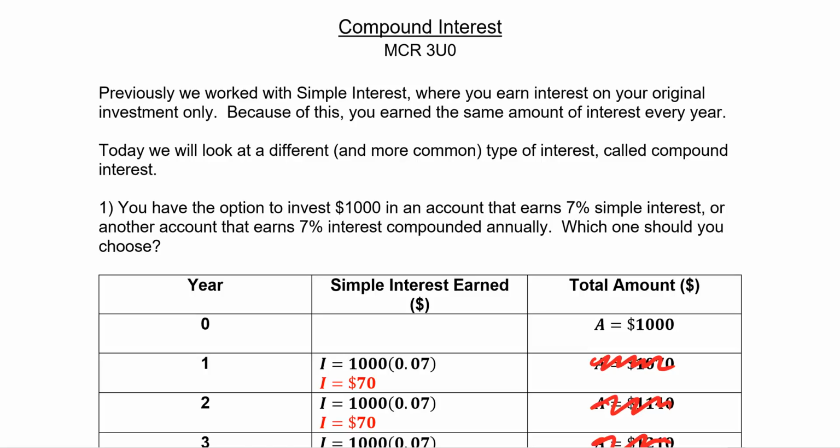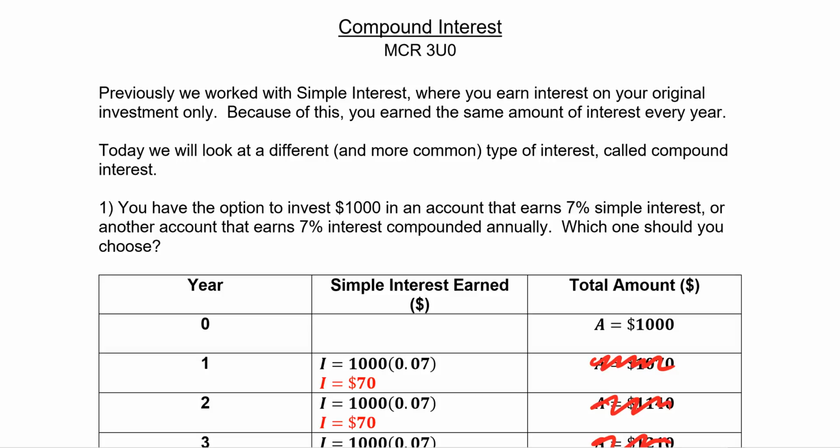In our last lesson, we looked at simple interest, when you earn interest only on your original investment. Because of this, you earn the same amount of interest every single year. Today, we'll look at a different and more common type of interest called compound interest.